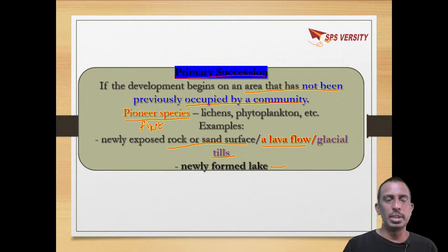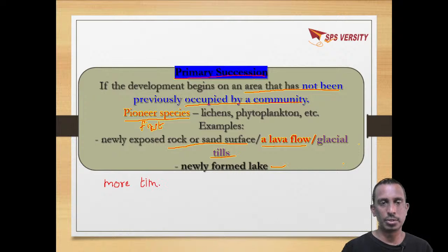So primary succession begins from a place where there is no community at all previously. It may be a newly formed lake, or newly exposed rock, or a lava flow or glacial till. And as this primary succession starts from a newly formed area, it takes more time. More time means it takes thousands of years, not one or two. It takes thousands of years.